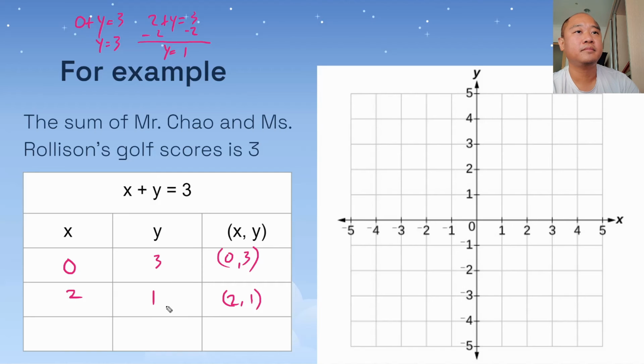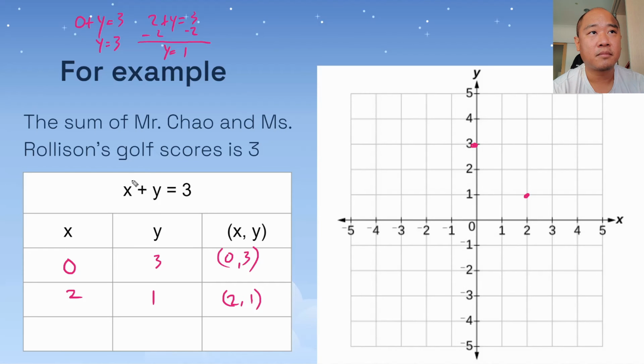Okay. So let's graph these points first. 0, 3 would be right here. And then 2, 1 would be right here. Now, before we even go on and do the third one, what would you guess the points would go? And if you said that you think that they're in a straight line, then you'd be correct, right?